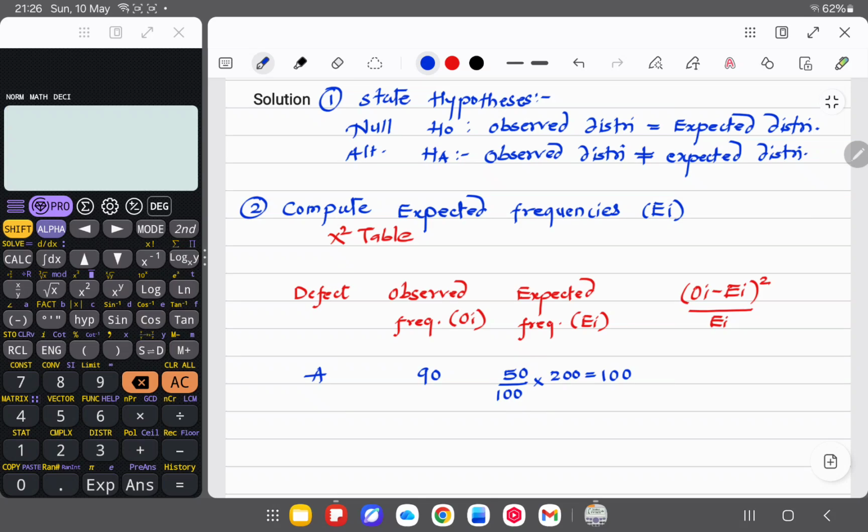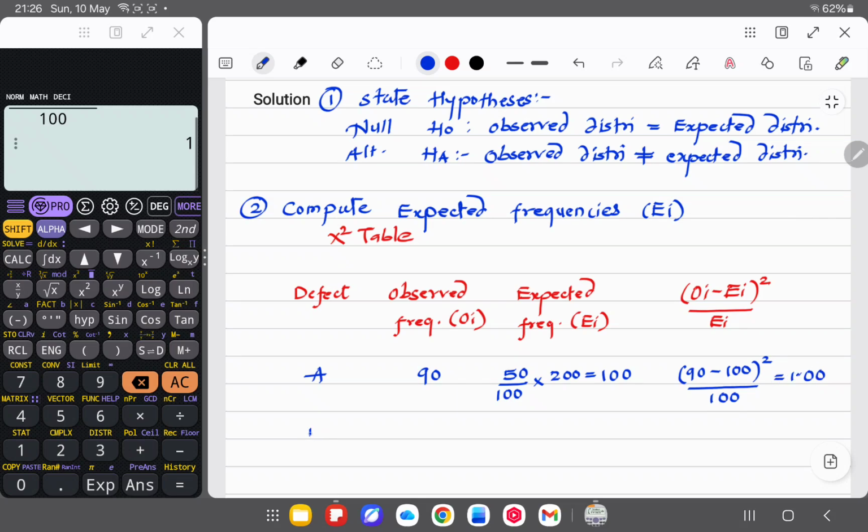Then we will calculate the next value, OI minus EI bracket square. So that will be 90 minus 100 bracket squared divided by EI, which is 100. So we will do it on the calculator. 90 minus 100 bracket square divided by 100. So that has given us the value as 1.0.